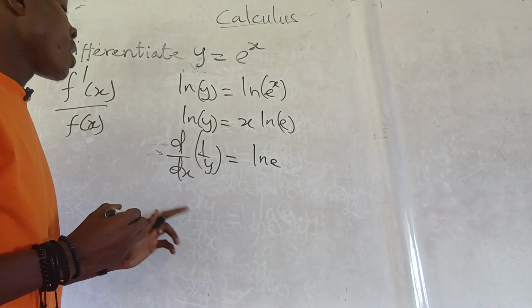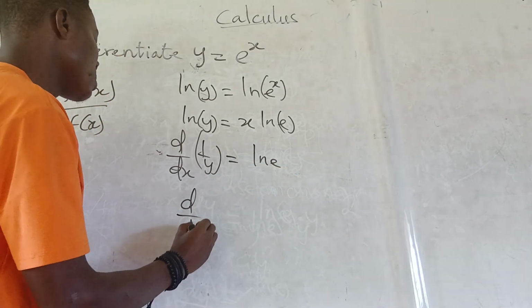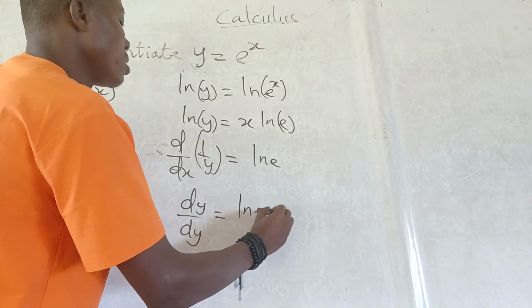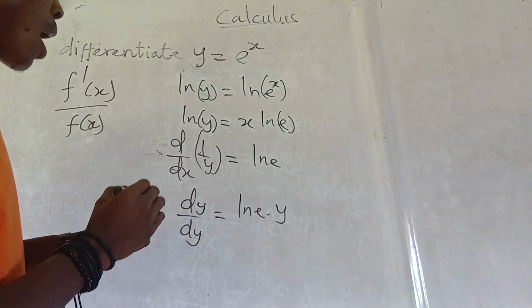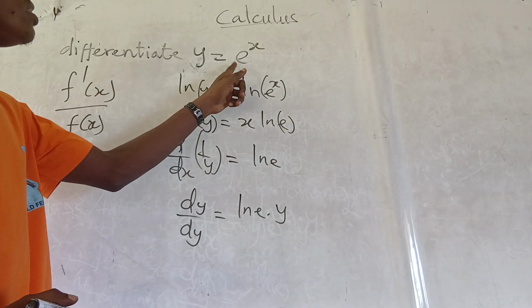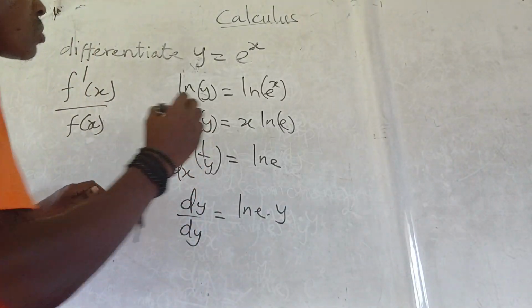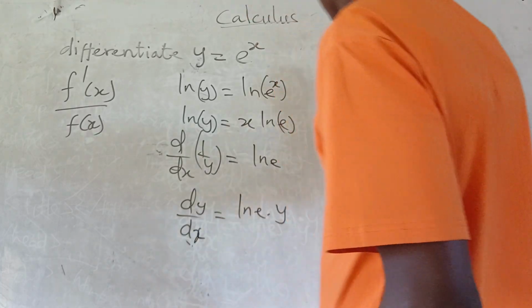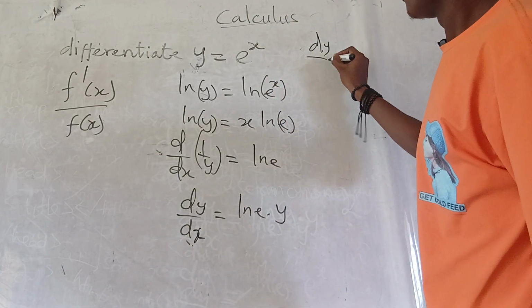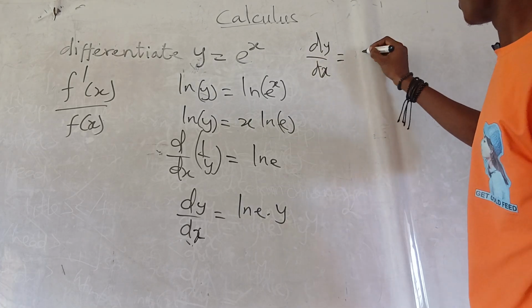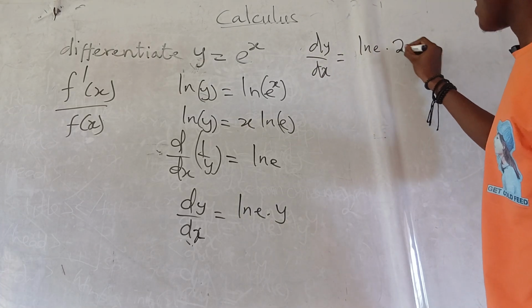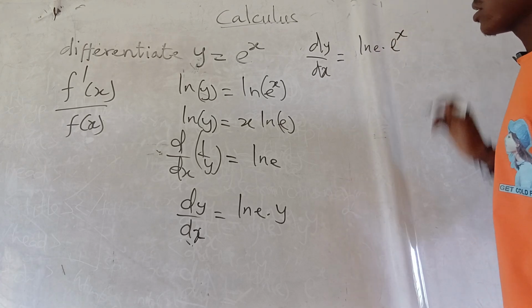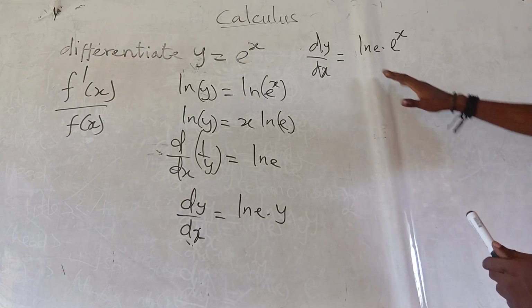What we are looking for is dy dx. So let us make our dy dx by multiplying through by y. We are going to get ln e multiplied by y. Our y is equal to e raised to the power x. So here is dy dx. Our dy dx is equal to ln e multiplied by e raised to the power x.